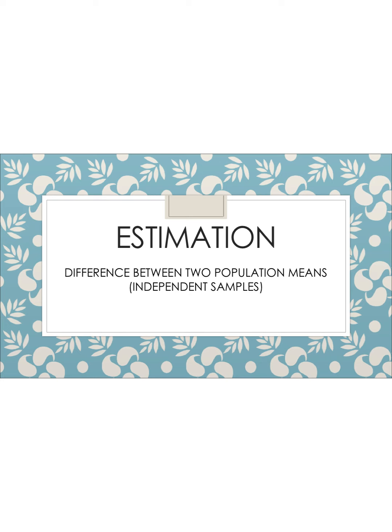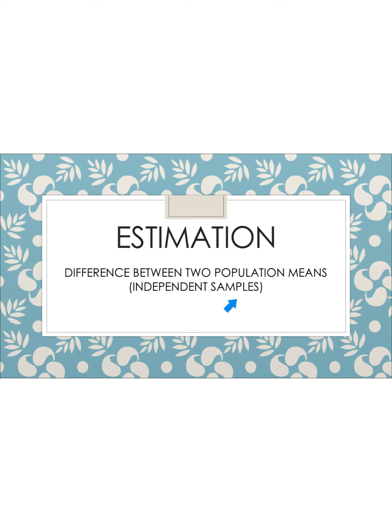So for today we are going to continue on the topic of estimation. Previously you already learned on estimation for one population mean. For now we will continue on the estimation, but for the difference between two population means. Today is specifically focused on when we have two population means for independent samples.